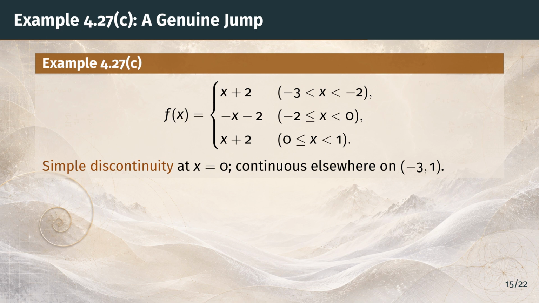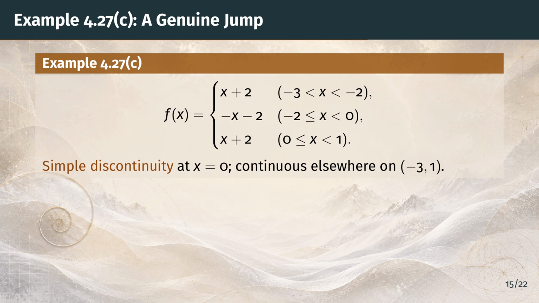Coming from the left, we use minus x minus 2, which approaches minus 2 as x goes to 0. Coming from the right, and at 0 itself, we use x plus 2, which gives 2. So the left-hand limit is minus 2, and the right-hand limit is 2. Both exist, but disagree. That is a jump, a simple discontinuity of the first kind. Everywhere else, the formula is continuous.